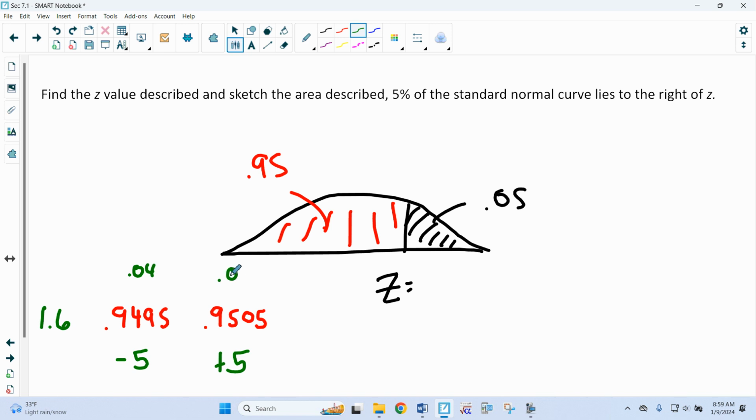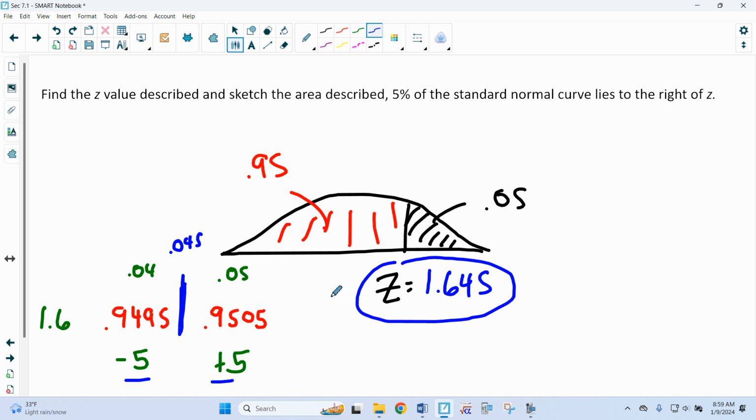0.04, 0.05. So when we have this situation and it's absolutely perfect right in the middle, we're going to go in between these and say 0.045. So we get 1.645. This is the only time we go to 3 decimals. This is the only time we divide it in half when it's exactly equal both ways.